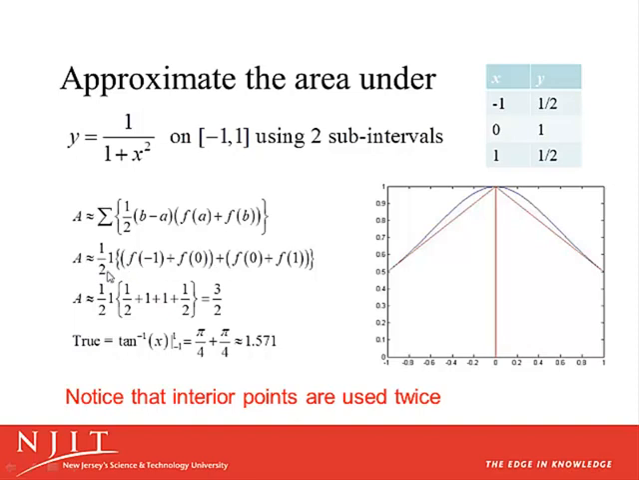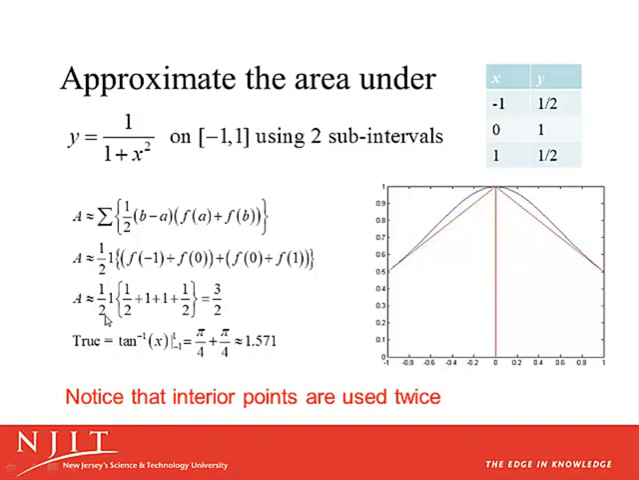So we have 1/2 times the width of each interval, and in this case our intervals have the same width, so we could pull out the 1/2 times b minus a, and then we have the function at the left plus the function at the right, plus again the function at the left plus the function at the right. And so we note that we're going to get twice the middle value, because each interior point of a trapezoid is going to be used twice in this method.